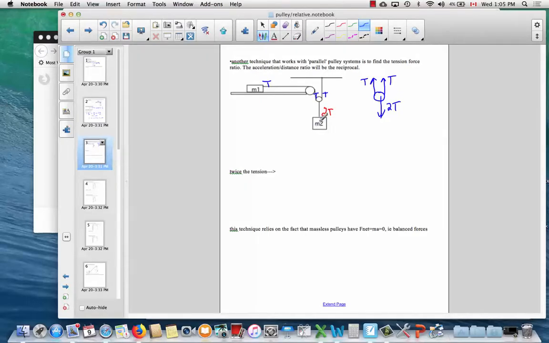And there's a rule known as the conservation of energy that says if you double the force, you have to cut the displacement in half, or the distance in half. So with twice the tension, we get half the distance traveled. And therefore, because distance and acceleration are proportional to each other, it's half the acceleration. So if this has acceleration a, then this will be half as much, a over 2. So you see the acceleration ratio is just the reciprocal of the tension ratio.